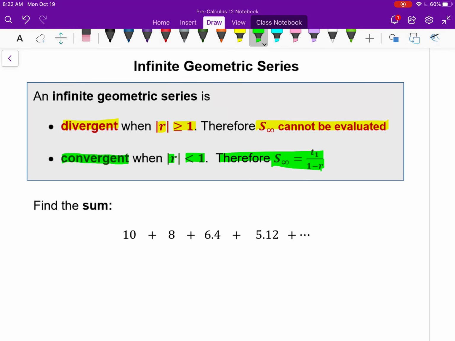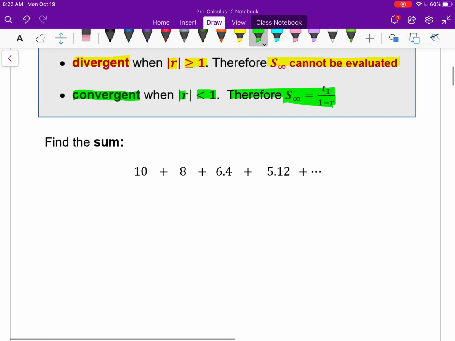So that formula, which ideally in class we can see where it comes from, allows you to find the sum when you add an infinite number of values together. And it's just T1 over 1 minus R. That's it. Let's look at this series right here. We can see the common ratio is 0.8. Every time I'm multiplying by 0.8. And so I can see this is going to be a convergent series.